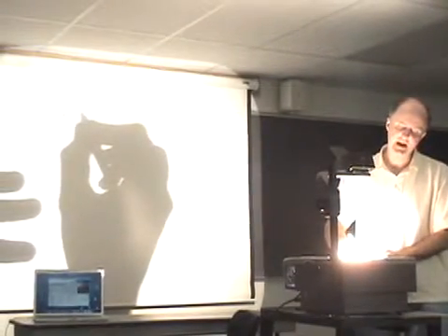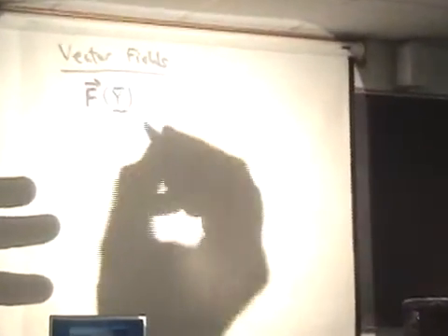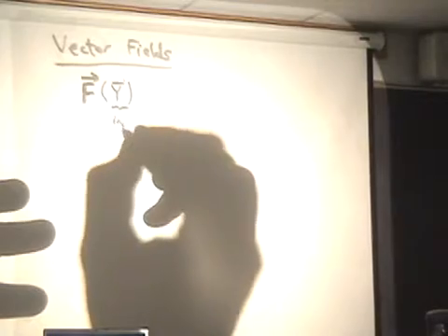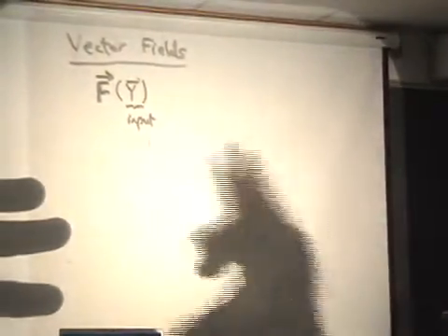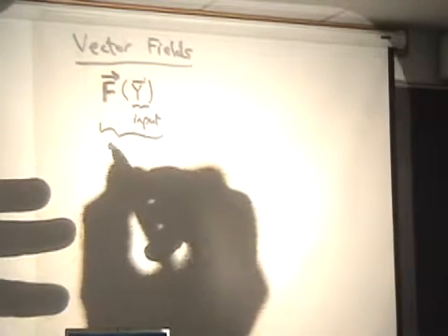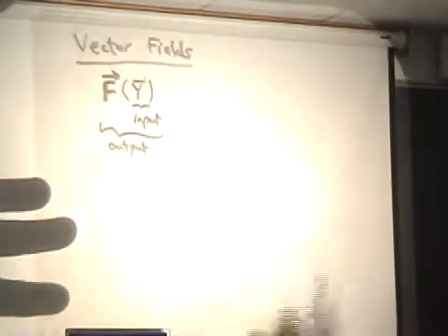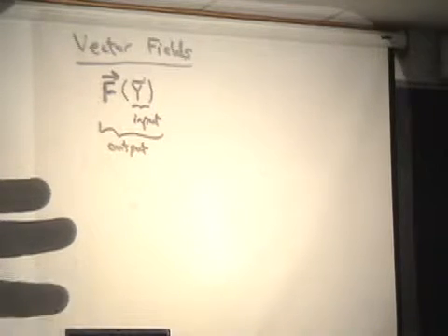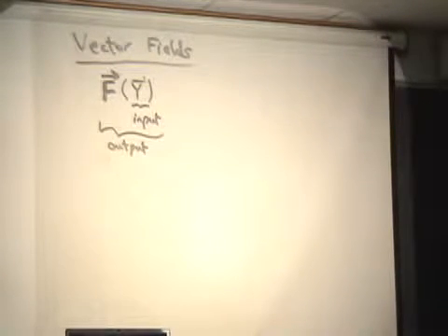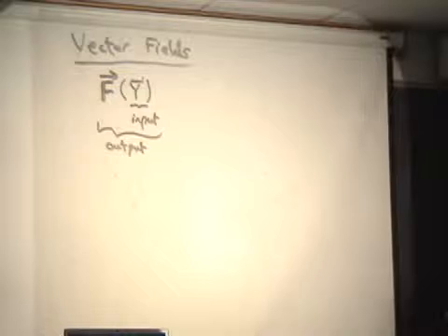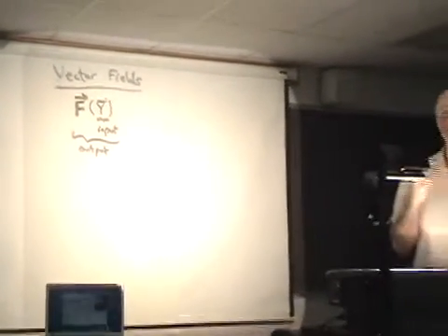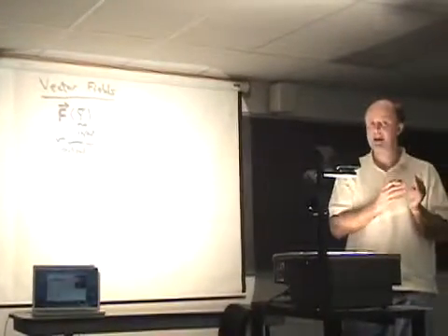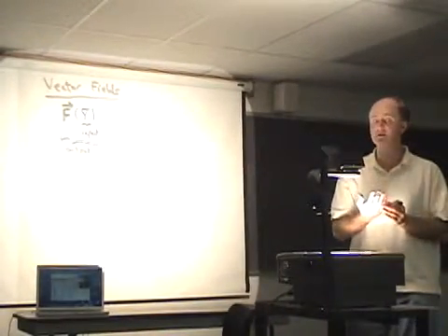It's a function that takes a vector as input and gives you a vector as output. So we think of this vector y as the input for the function. Think of f as the function name, and therefore f of y as the output of the function. Vector input, vector output. You can think of the inputs and outputs either as points or vectors, because there's an association between any point in the plane and its position vector.